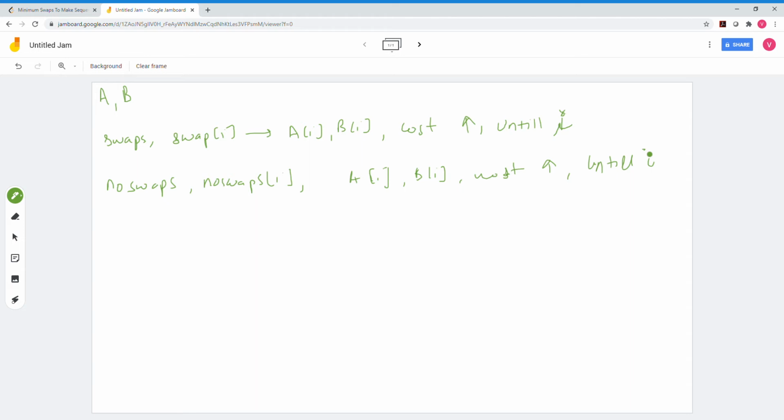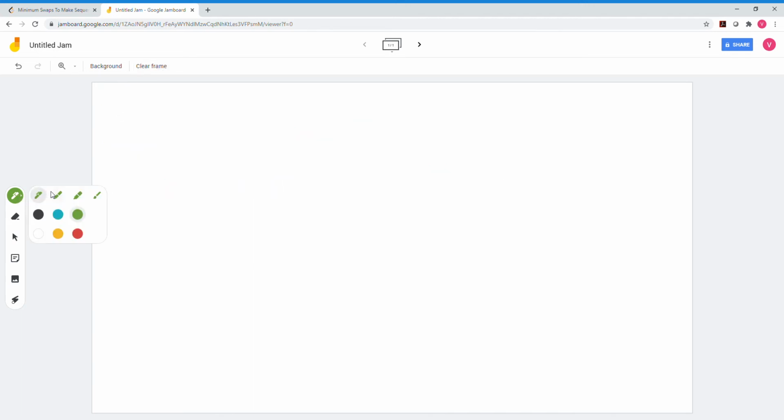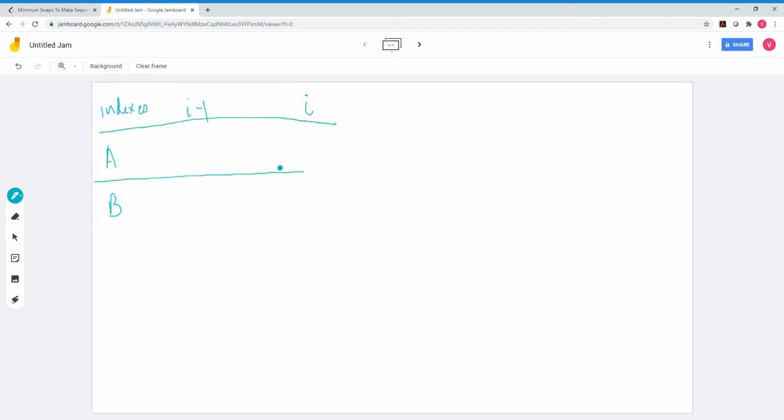Now let's look at the actual approach which uses these prerequisites. As we already know, we have two input arrays A and B. These are the indexes. Let's lay emphasis on the I minus 1th index and the ith index only. I will make things sufficiently clear by discussing each and every case in a lot of detail.